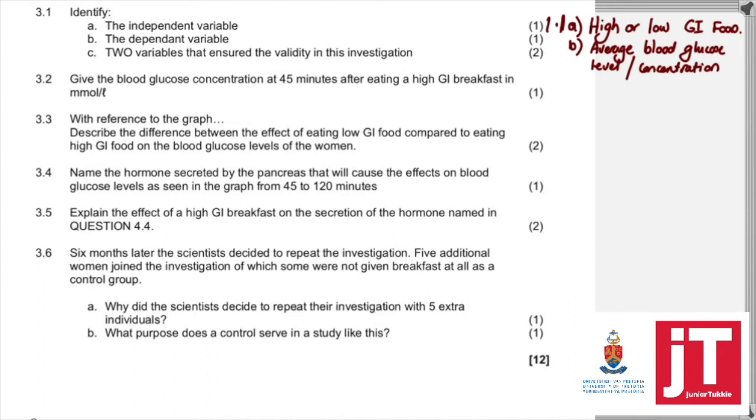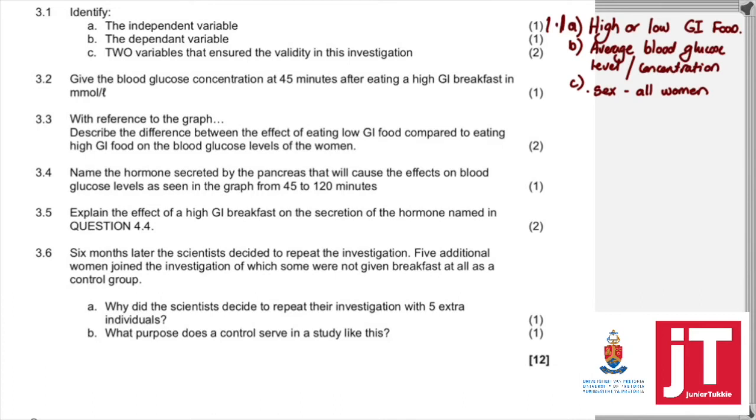Now we're looking at variables that ensure validity of the investigation. These are the variables that need to be kept constant throughout, and there are a couple of them that we can identify here. As given to us in the text, because it refers to the variables that ensured the validity, these are variables that the scientists have already standardized for us. So we need to go to the text and identify these variables.